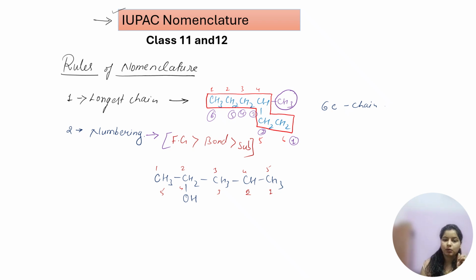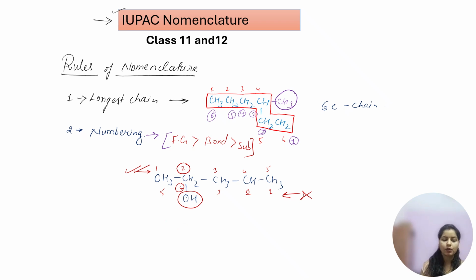See, if I'm going in this direction, then the OH is attached to the fourth carbon. But if I'm going in this direction, then OH is attached to the second carbon. So which is the least number? That is 2. So you will go with this direction. You will not go with this direction. This numbering will not be preferred. You will prefer this numbering. So this will be your 2-OH. Second position. So now numbering is done.